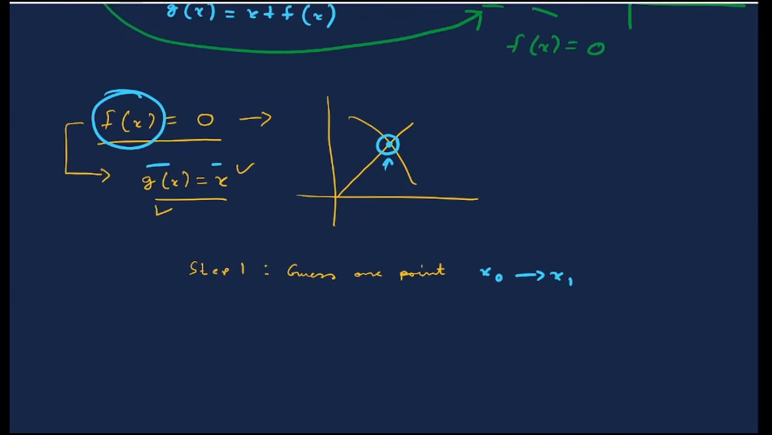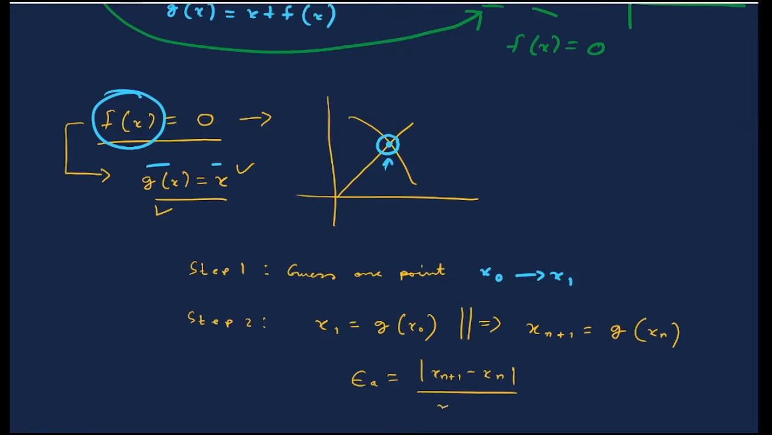The formula that we will follow to get the next x is this. Or in other words, we can generalize this format in this way: Xn plus 1 is equal to g of xn. And after each iteration, we can find the value of error percentage, that is, we know from the numerical methods that we have learned before, is this.